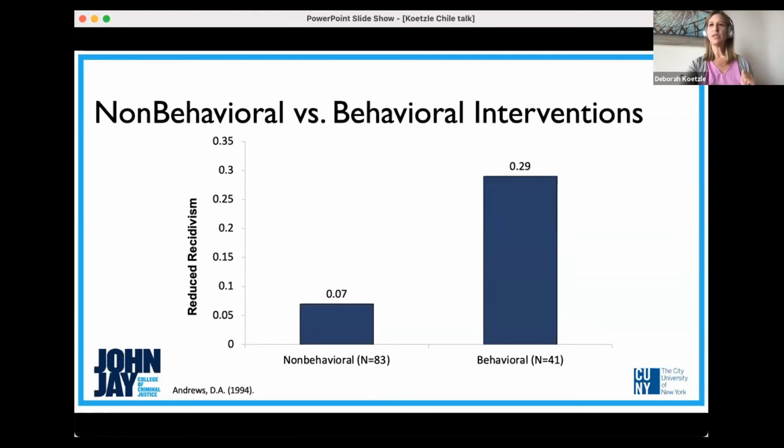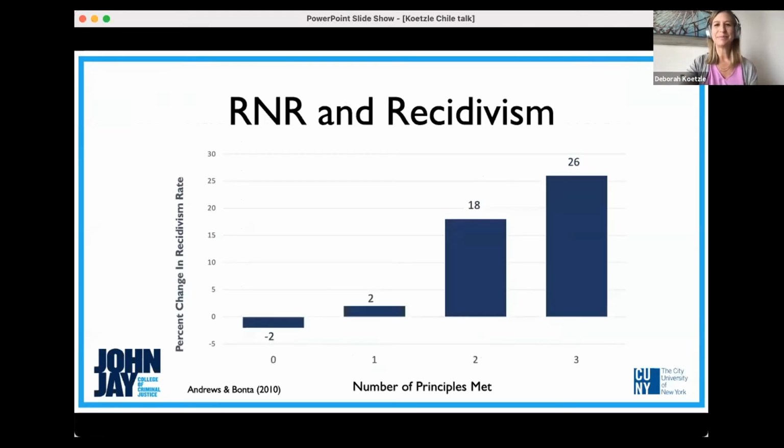I should acknowledge there hasn't been as much research on specific responsivity. There's more and more research coming out looking at issues of motivation. I'm really interested in the idea of language and how that impacts someone's ability to learn or not. But right now, most of the meta-analyses have really focused on behavioral interventions. And I think that's just because it's easier, quite frankly, to study.